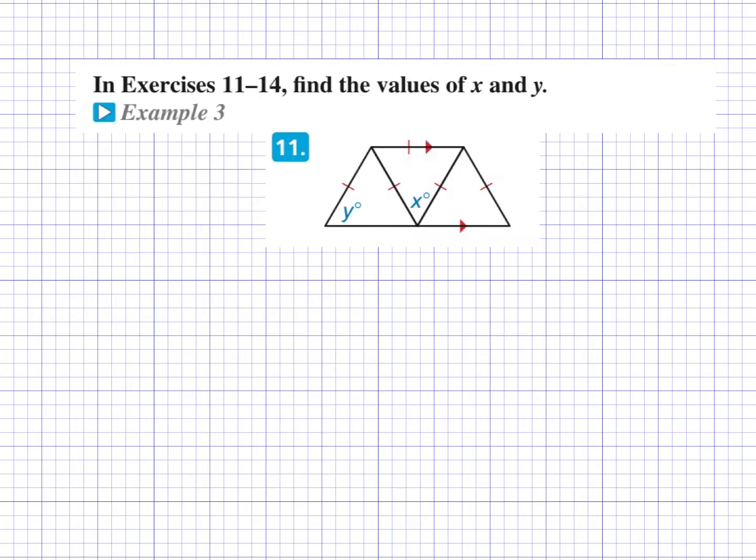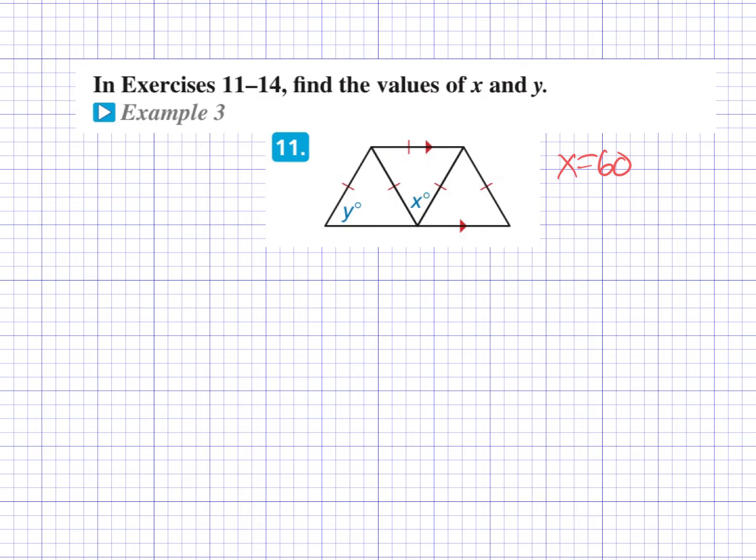Number 11. Find the values of x and y. Okay, so let's first start with x. Notice that we have all three sides of this middle triangle the same. So that means it's equiangular, which means all three angles have to be 60. So x is equal to 60.